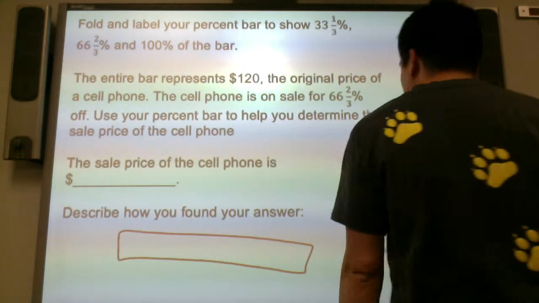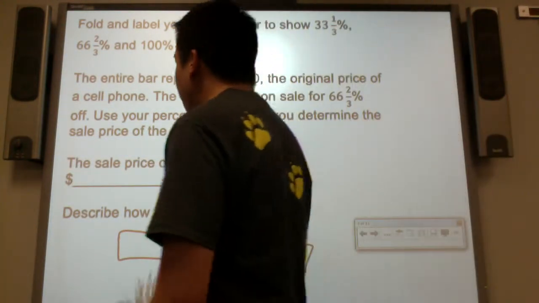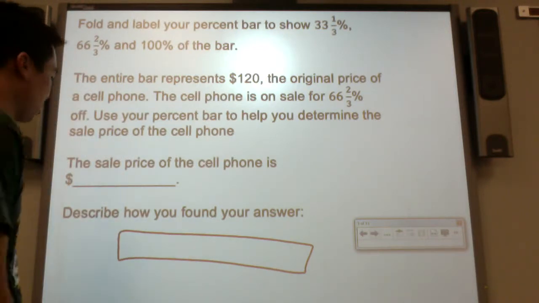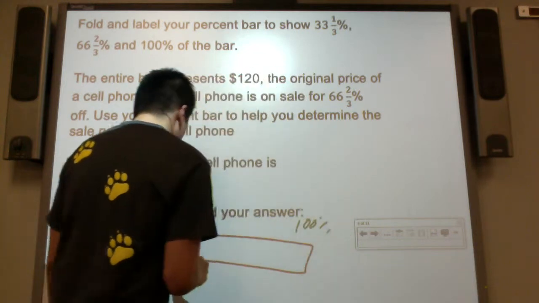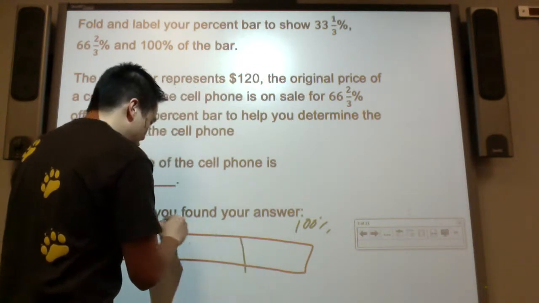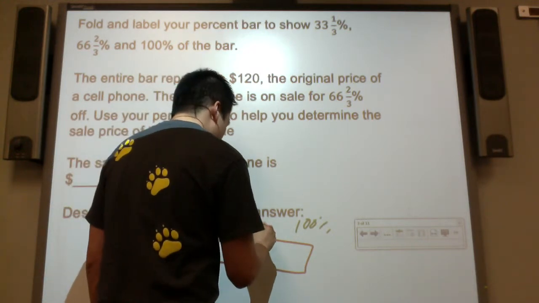So try another example. Fold and label your percent bar to show 33 and 1/3%, 66 and 2/3%, and 100% of the bar. So we have 0%, we have 100%. Let's see, we're cutting into thirds. So this is 33 and 1/3%, 66 and 2/3%.